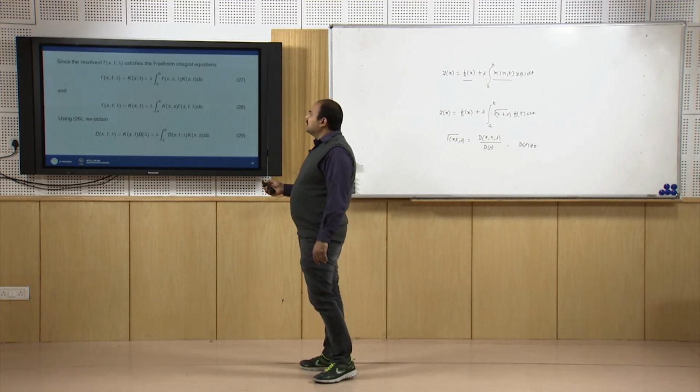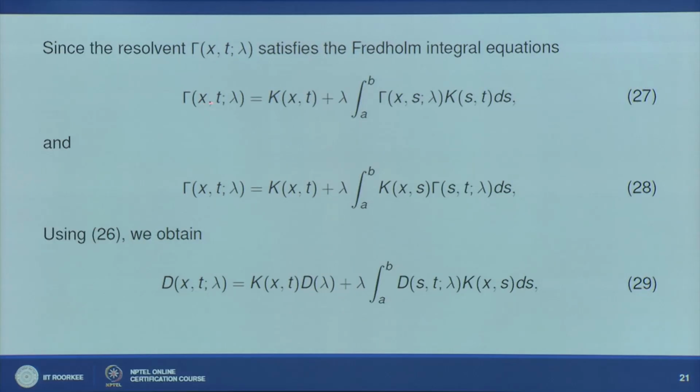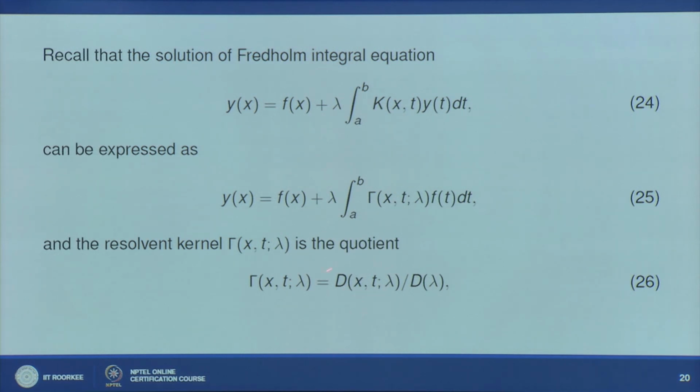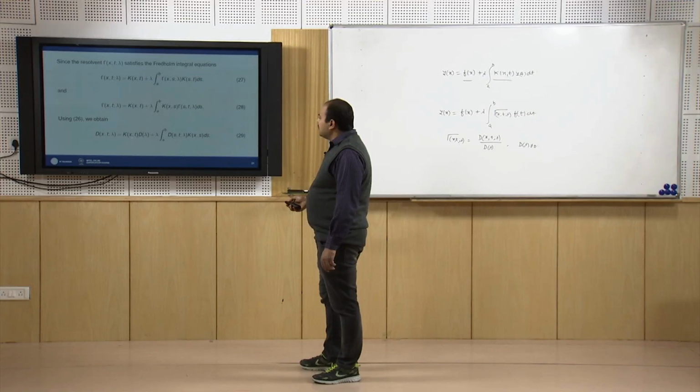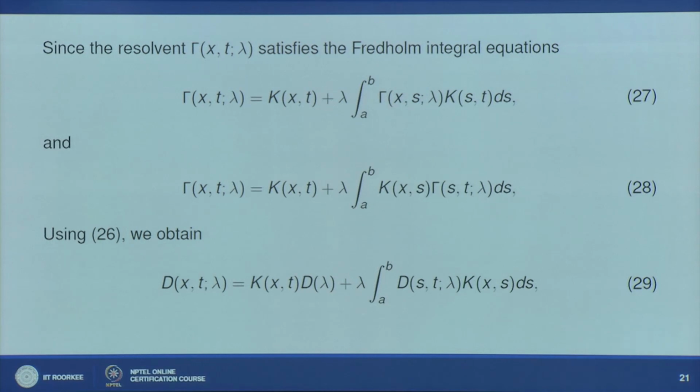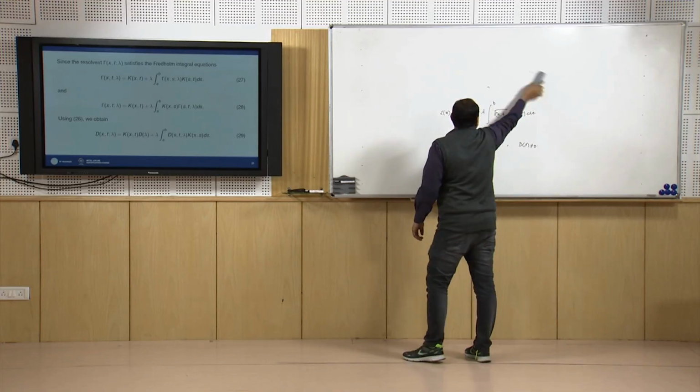Here this gamma x, t, lambda satisfies the Fredholm integral identities given as: gamma x, t, lambda is equal to k of x,t plus lambda integral a to b gamma x, s, lambda k(s,t) ds, and the other identity is gamma x, t, lambda equal to k of x,t plus lambda integral a to b k(x,s) gamma s, t, lambda ds. We are going to use this identity here. So if I take the notation that gamma x, t, lambda is the ratio of these two quantities, you can write gamma x, t, lambda as D(x,t;lambda) divided by D(lambda). So you can take D(lambda) to the other side, and write D(x,t;lambda) as k(x,t) D(lambda) plus lambda. Here also we use the notation gamma s, t, lambda as D(s,t;lambda) divided by D(lambda). So when you simplify, equation number 28 you can write it like this.